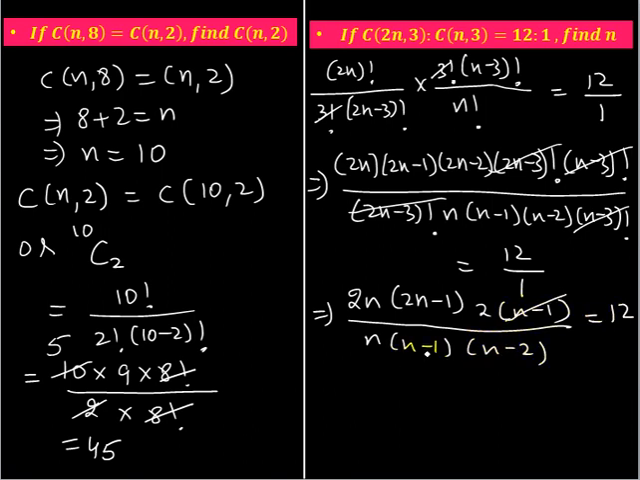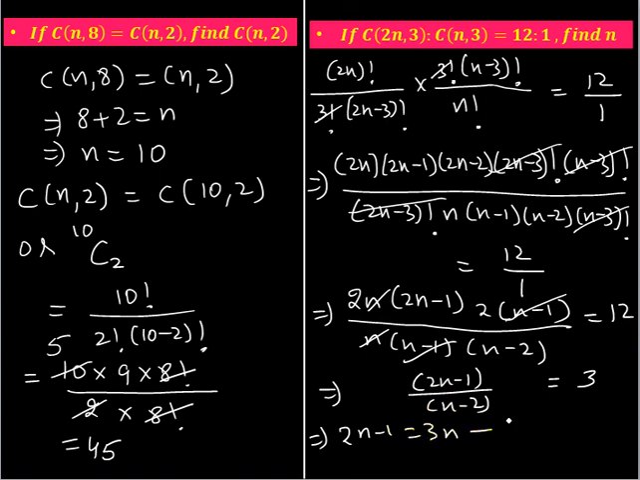Now we can get rid of n minus 1 as well as n. Now 2 into 2 is 4. So cancelling out 12 with 4, we get 3 on the right hand side. And on the left, we are left with 2n minus 1 over n minus 2. So cross multiply n minus 2 and simplify the equation. We are now left with 2n minus 1 is equal to 3n minus 6. On rearranging the terms, you will find n comes out to be 5.